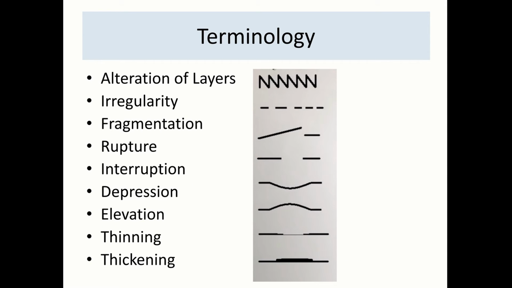Another important aspect is identifying the terminology of how you will see the retinal pigment epithelium, the ellipsoid layer, or the outer limiting membrane. You can have alteration of layers such as irregularity. You can have fragmentation like this. You can have rupture, which is missing. Then you can have interruption. Then you can have a depression like this. You can have an elevation. Then you can have thinning of layers or thickening of layers.